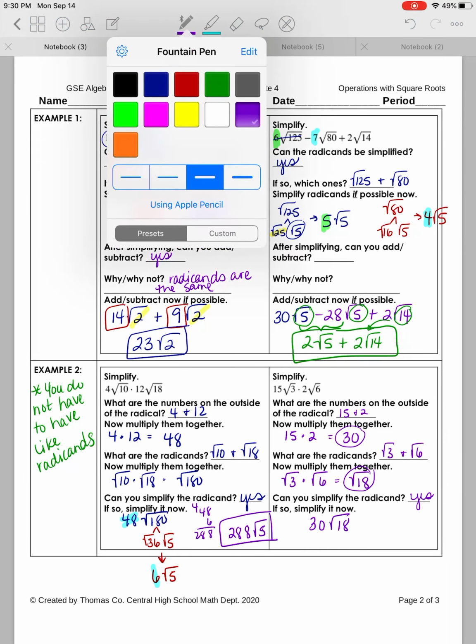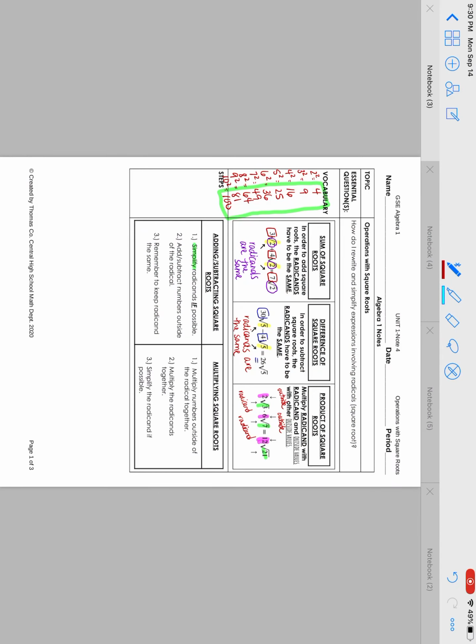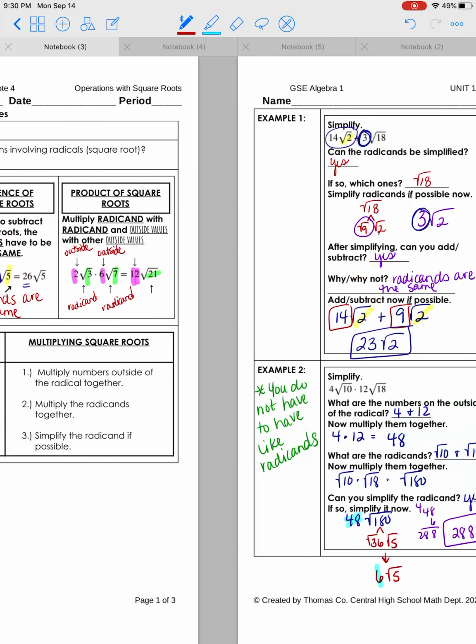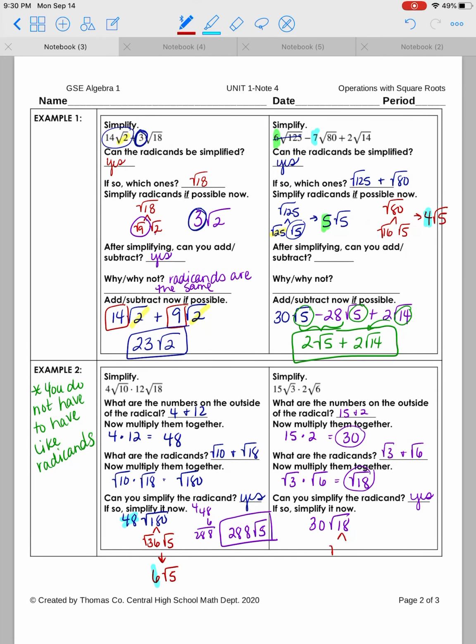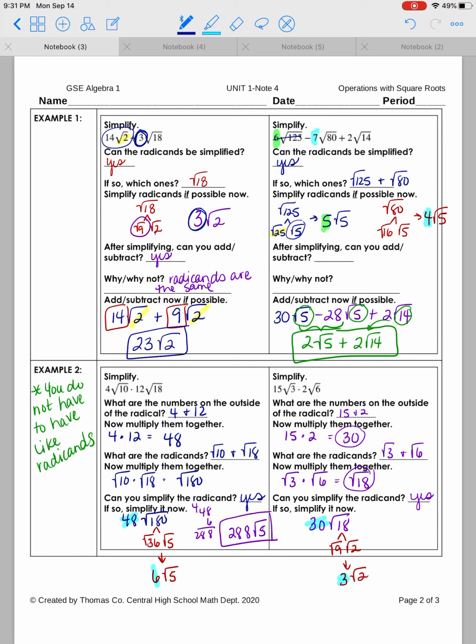I'm going to simplify that down. So I'm going to come back over here, find a number that will divide into 18. 9 will. Square root of 9, square root of 2. Square root of 9 is 3 square roots of 2. I got to be very careful. I got to multiply the 30 on the outside with the 3 on the outside. And 30 times 3, that's going to give me 90 square roots of 2.